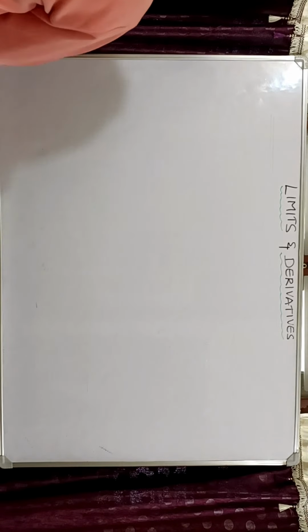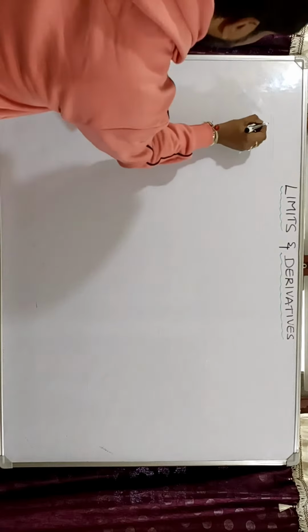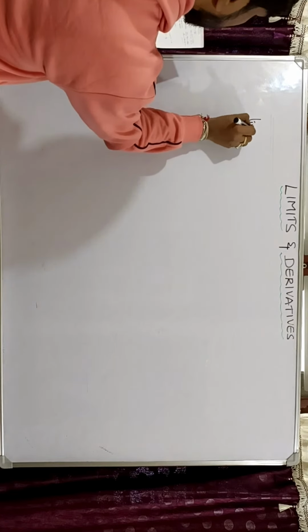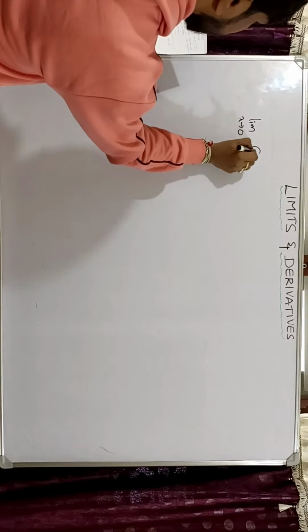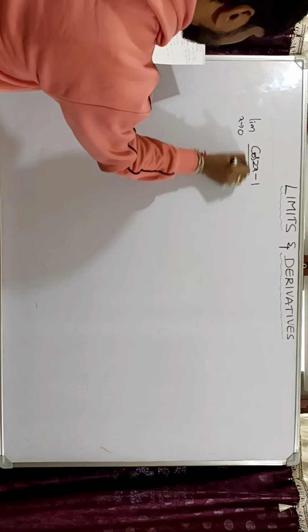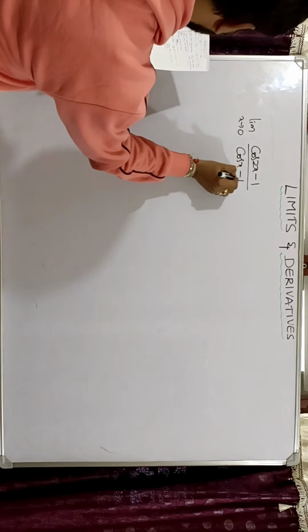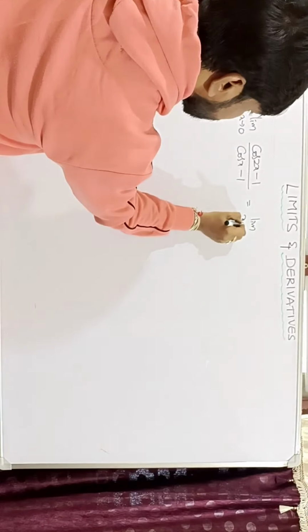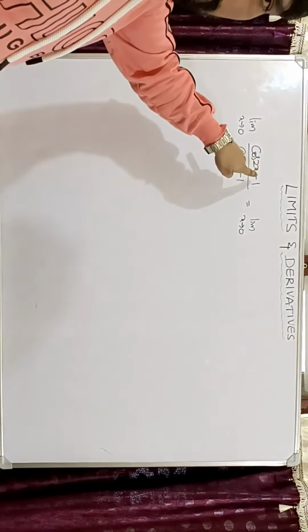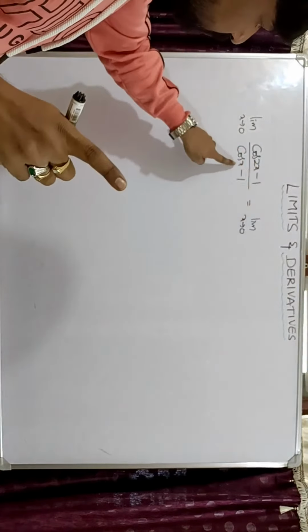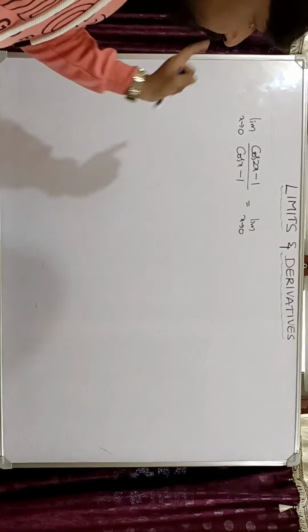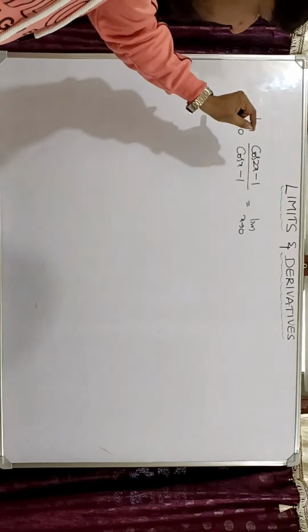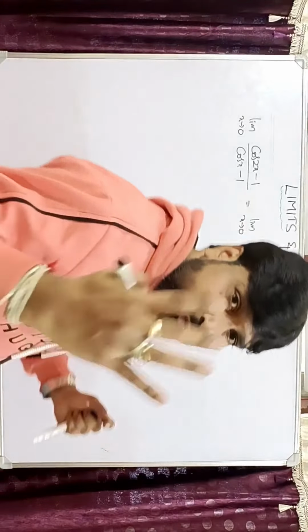Next question. Limit x tends to 0, (cos 2x minus 1) by (cos x minus 1). Substitute the limit: cos 0 is 1, 1 minus 1 is 0, cos 0 is 1, 1 minus 1 is 0, so 0 by 0. So not applicable. This is general simplification, the fourth one I told.